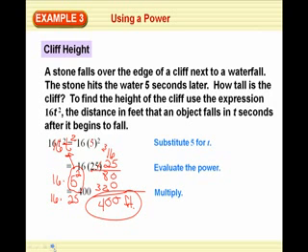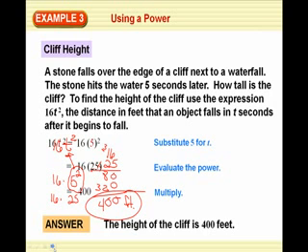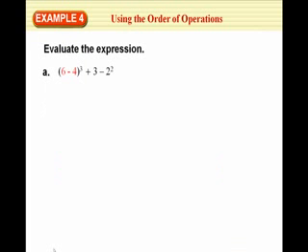Plus 25 and multiply. Can you see those numbers under there? It comes out to be 400. So the height of the cliff is 400 feet.